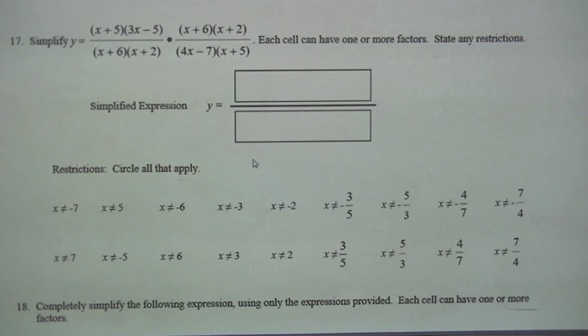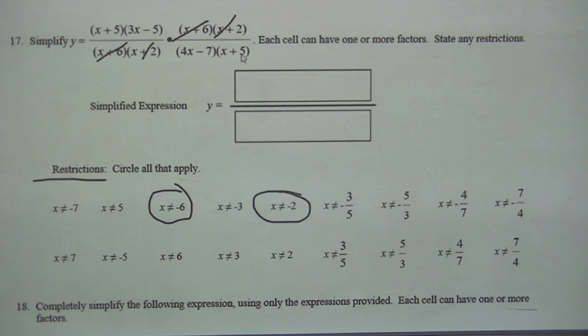Okay, moving on to 17. They've already factored it for you. I can cross off this and this. So when they get down to restrictions, it's pretty simple. The solution of that one is negative 6. I can cross off x plus 2 and x plus 2. Solution of that, negative 2. I can cross off x plus 5 and x plus 5. Solution to that, negative 5.